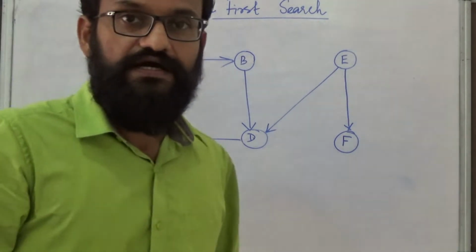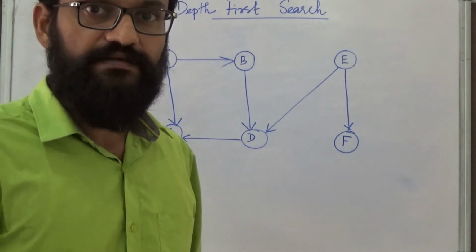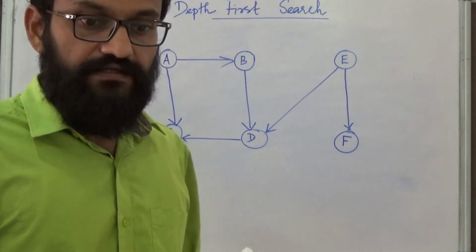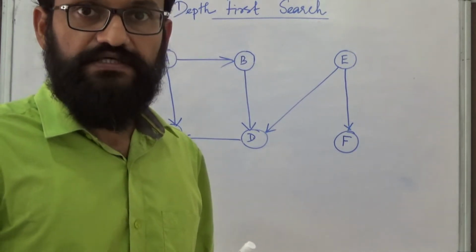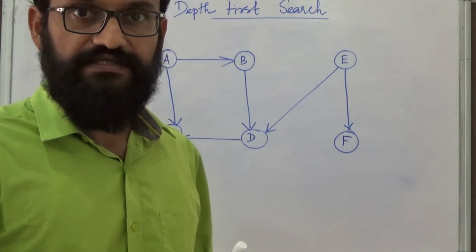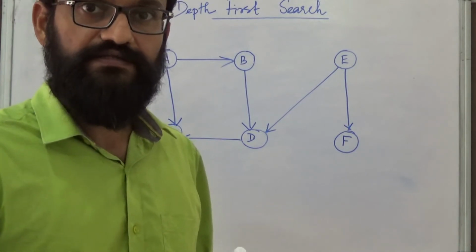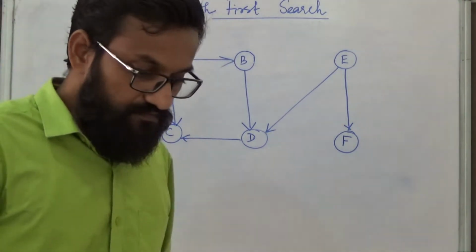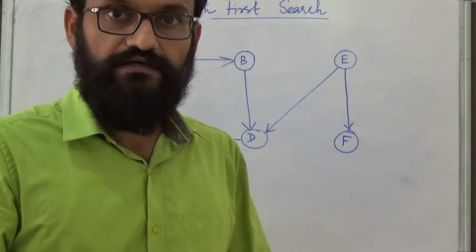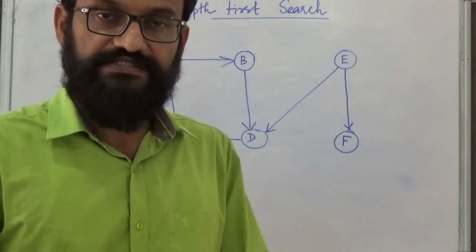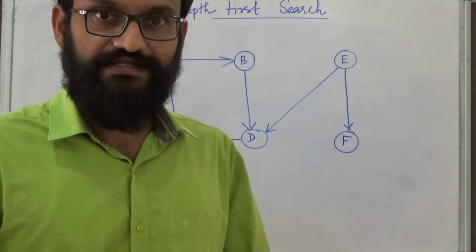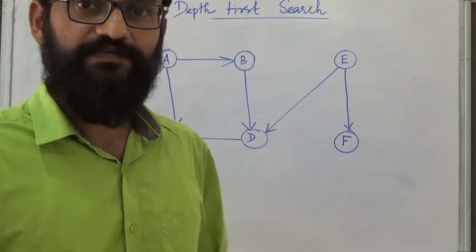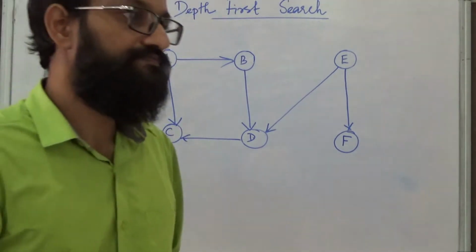This lecture covers another interesting graph search algorithm, that is depth first search. As the name implies, this algorithm discovers vertices in a deeper fashion whenever possible. In the case of breadth first search, it discovers vertices in a breadth-wise fashion, and in the case of depth first search, it will perform search operation in a deeper fashion whenever possible.